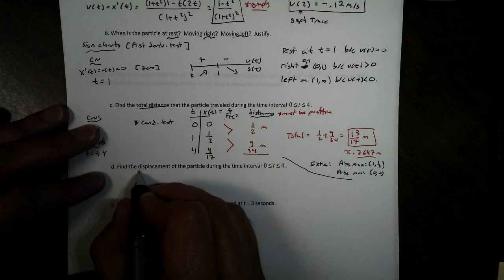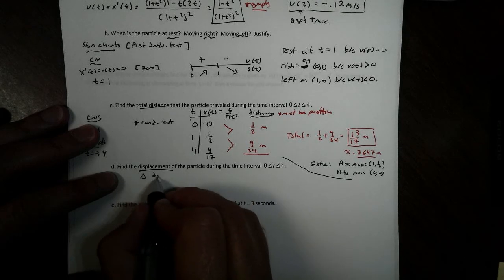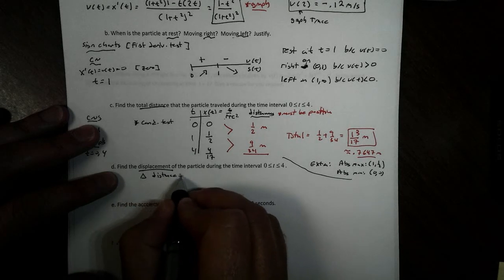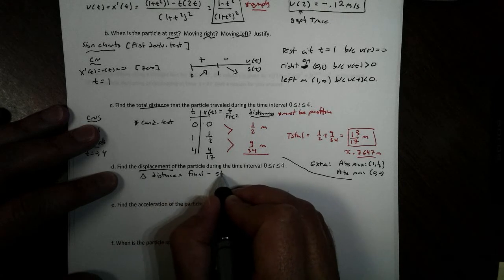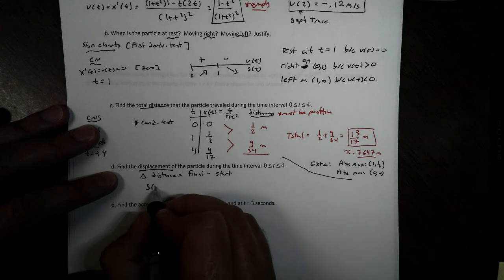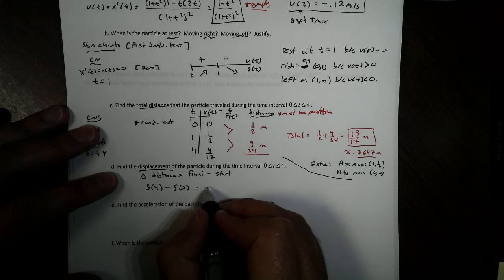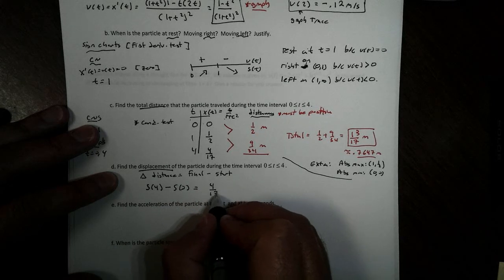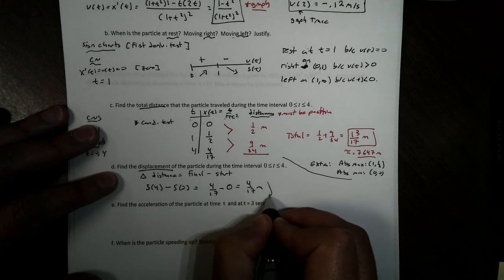Now, let's talk displacement. Remember we talked about displacement. This is the change in distance. In other words, it's your final value minus your start value. So for us it's going to be s of 4 minus s of 0. So that's going to be 4/17 minus 0. So we have 4/17 meters.